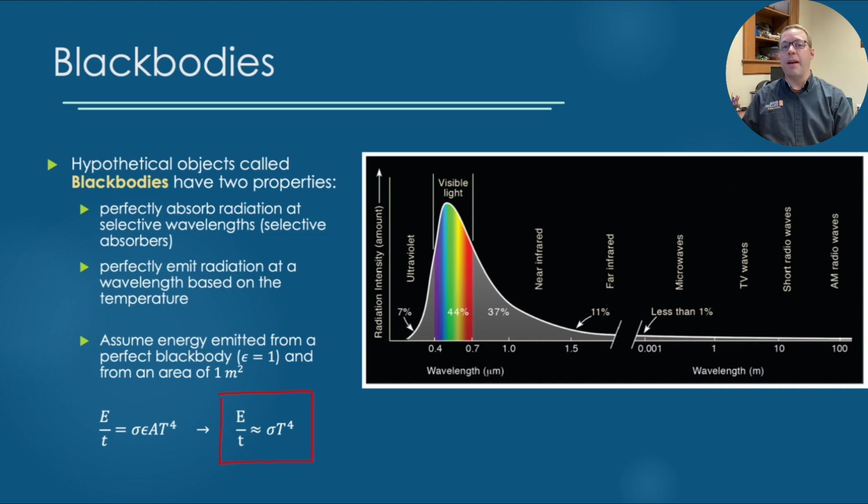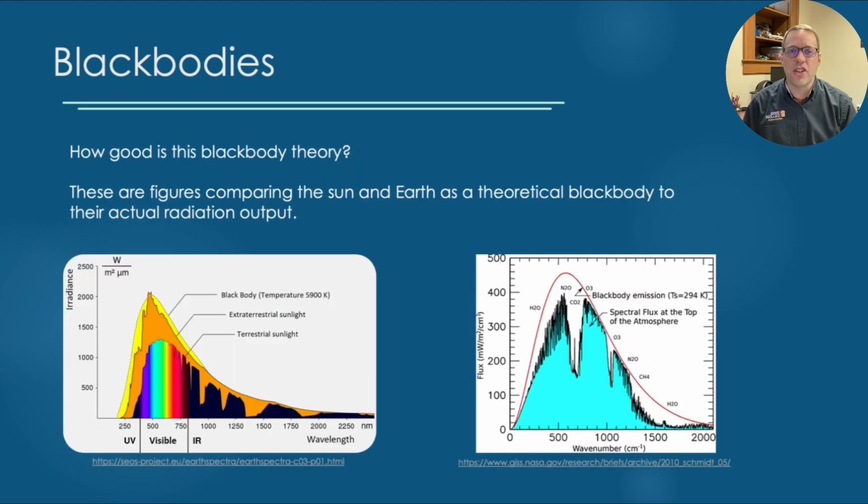Now, how good is black body theory? Because, I mean, nothing can perfectly emit radiation or perfectly absorb it. There's going to be some imperfections in that. But actually it gets really close. In these two graphs, I'm showing the black body curve and the actual radiation emitted by the sun in the figure on the left and by the earth in the figure on the right.